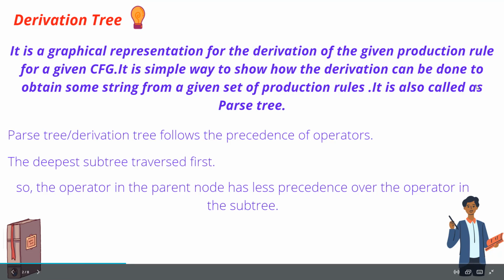The parse tree, or derivation tree, follows the precedence of the operators. Operators are nothing but plus, minus, divide, etc. The deepest subtree is traversed first. The operator in the parent node has less precedence than the operator in the subtree.